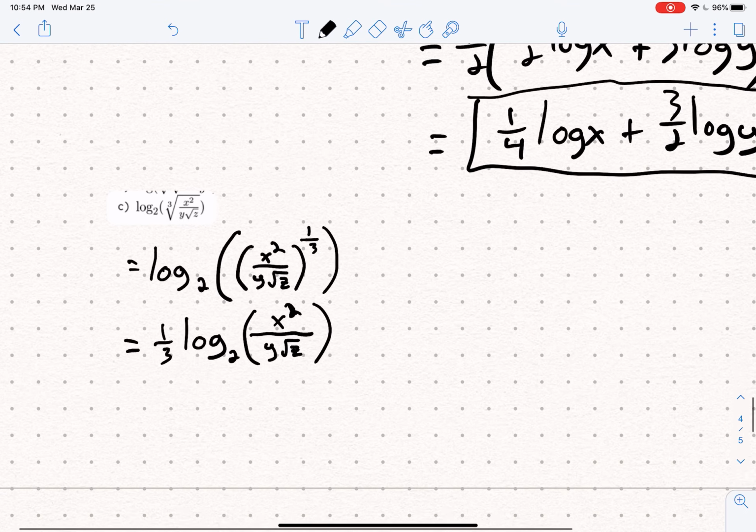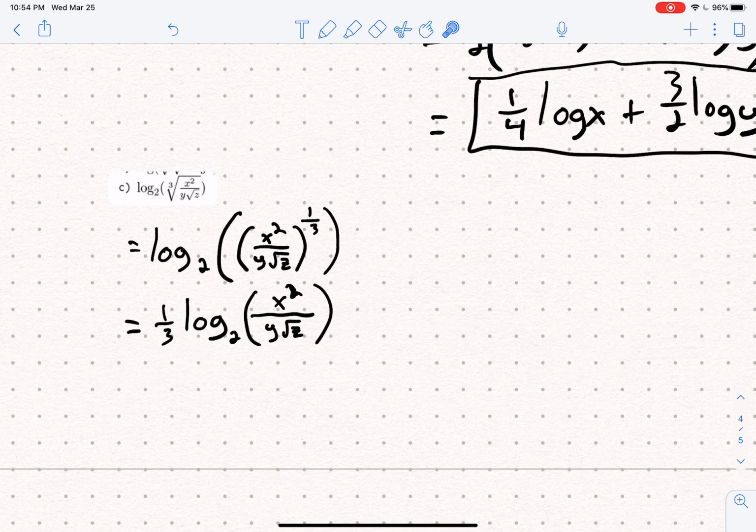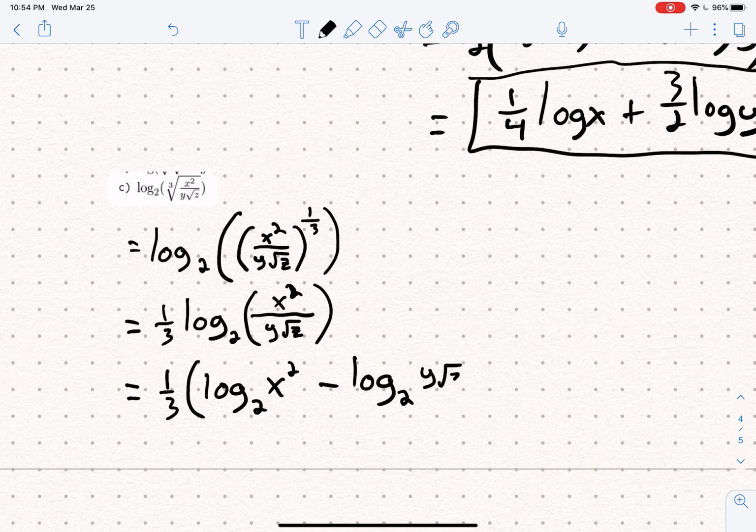Now the rule that I want to use next is to split up this log. Since it's one thing divided by another, we're going to split it into two logs where we have the log of the first one and then minus a subtraction log of the second one. And since the 1/3 is in front of this log, the 1/3 will just stay in front of the entire thing when we split it up. This is 1/3 times log in base 2 of x squared minus log in base 2 of y radical z.